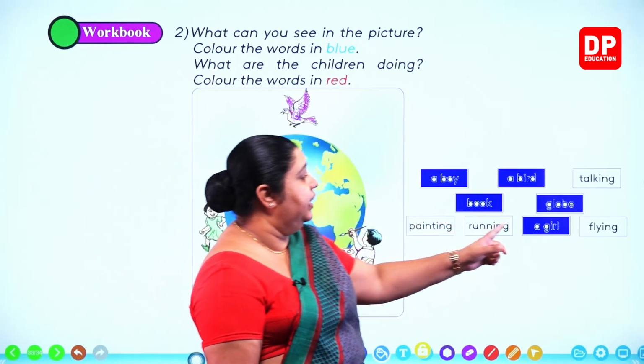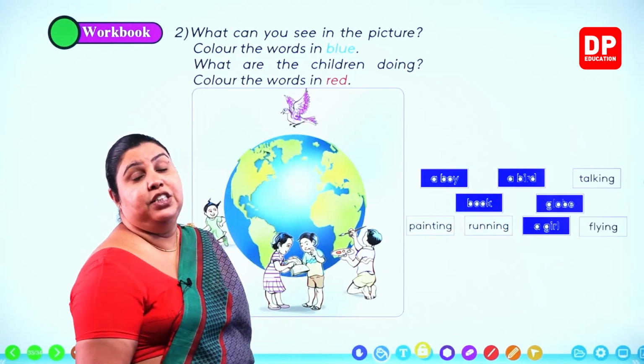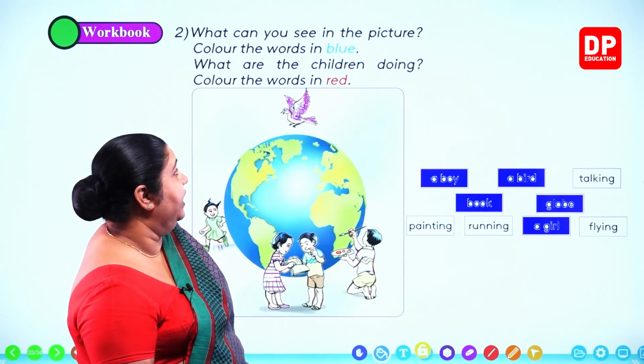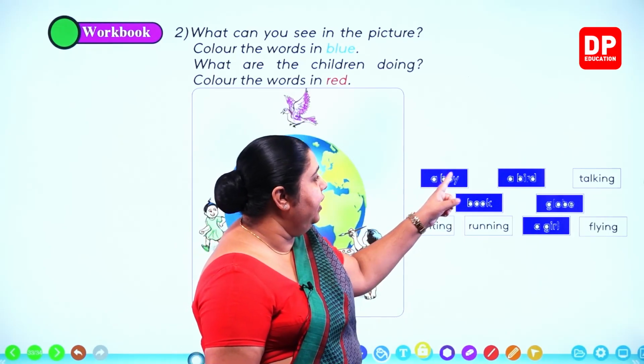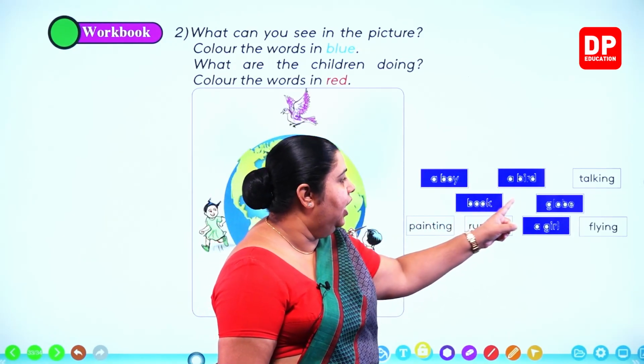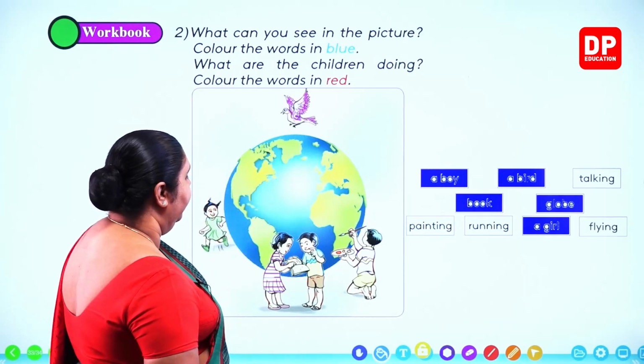Then the last word, flying. Flying is something that this bird is doing. So we are not going to color that. So what are the words that we are going to color in blue? A boy, a bird, book, globe, and a girl. Next we have to pick red color.